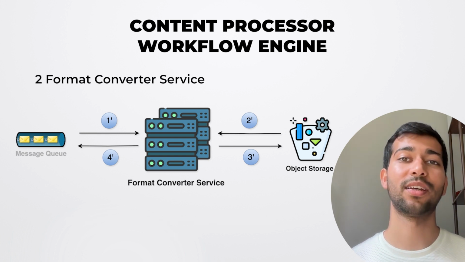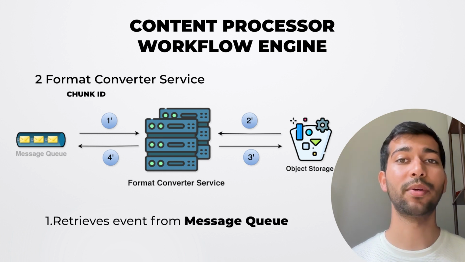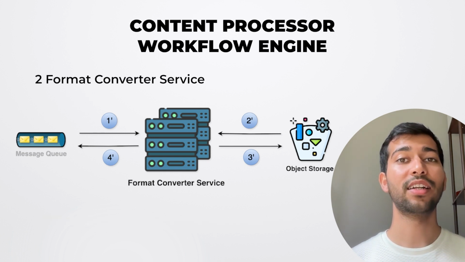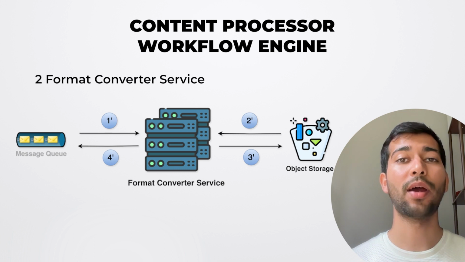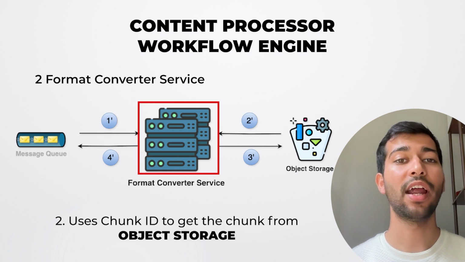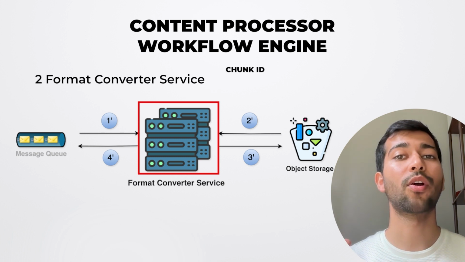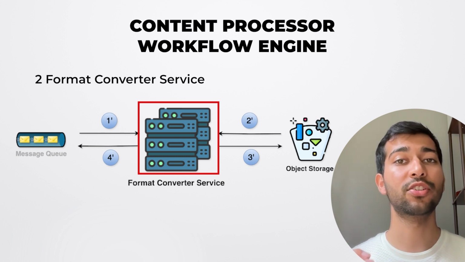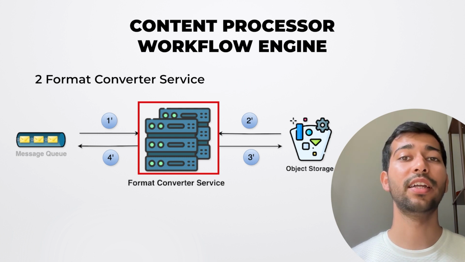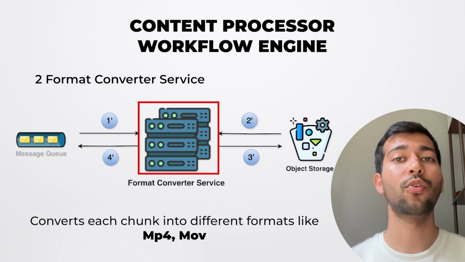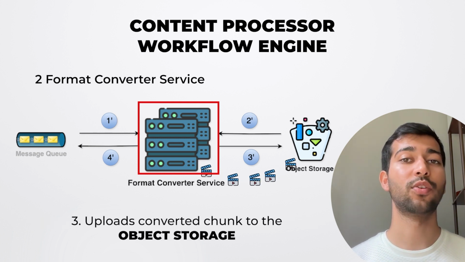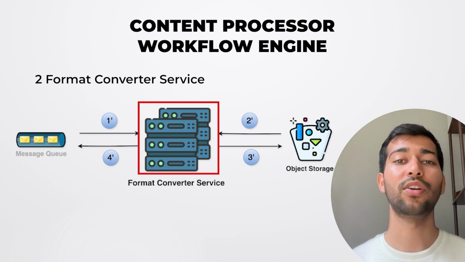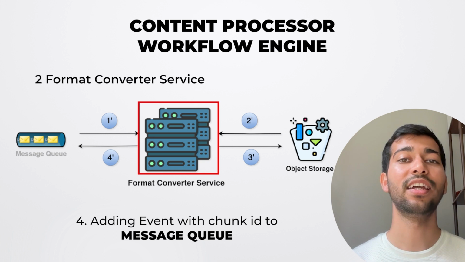So coming back, what does this format converter service do? Here are the precise 4 steps. It first retrieves the event from the message queue. What event? The event that the content chunker service sent in the message queue with the chunk ID. The second step, the format converter service uses the chunk ID from the event to get the chunk from the object storage itself. Then it converts it into different formats such as MP4, MOV, etc. The third step, it uploads the converted chunks to the object storage. And the fourth step, for each uploaded chunk, it creates an event with the chunk ID and adds it to the message queue.